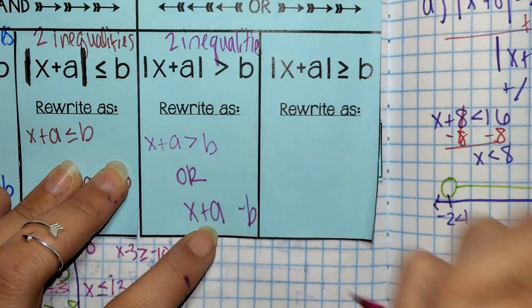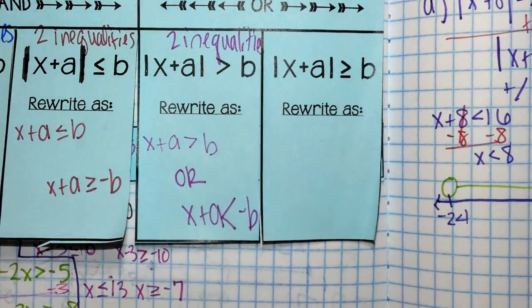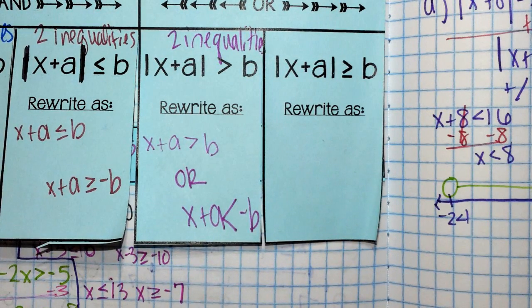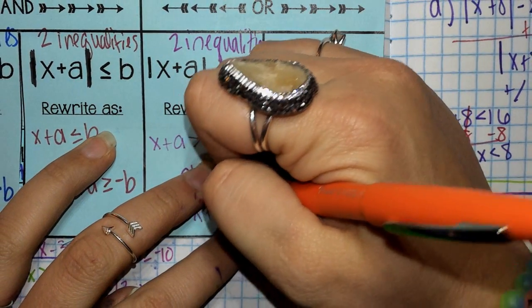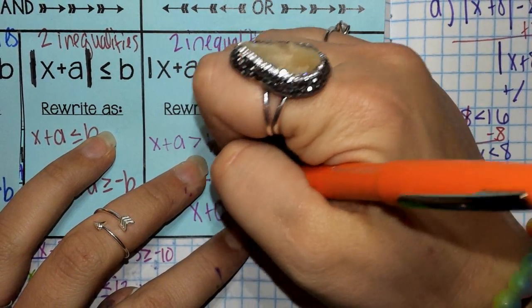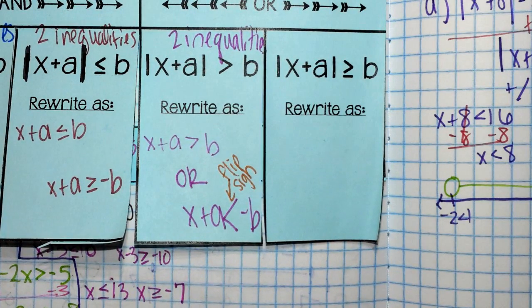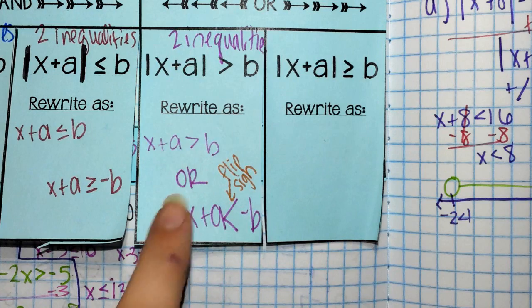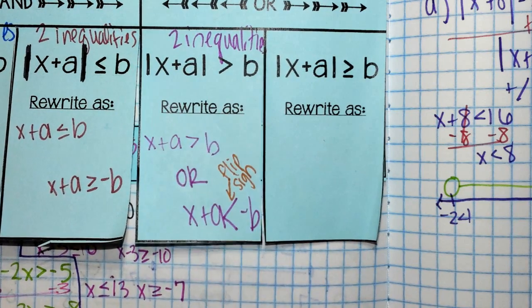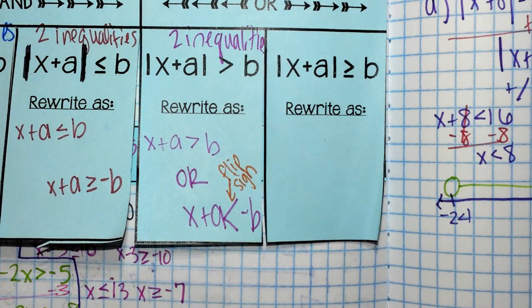Do we still flip our sign? Yes. Still flip your sign. So less than. I wrote it big. I got excited. X plus A is less than negative B. I got excited, guys. Wait. Oh, no. And we even said what we were writing. Is that okay? Yes.